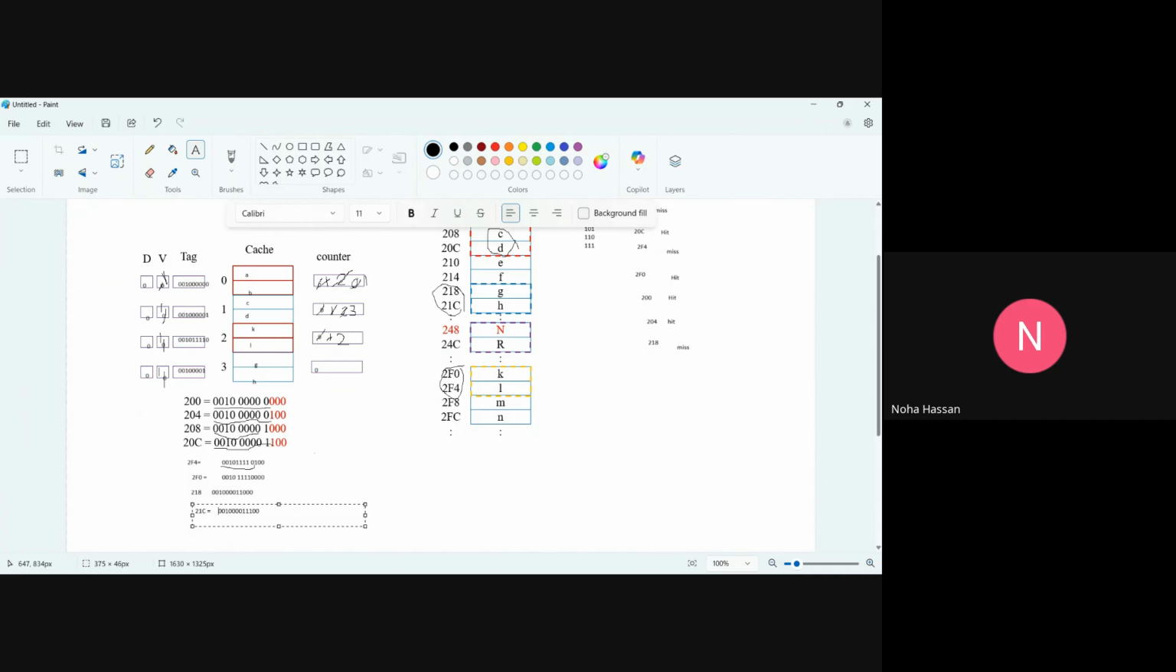Look into the tag of the previous one. Was it there? Is it the same? Yeah, it is the same, right? It is the same as this one. So 21C is actually a hit. Let me make sure that the recording is still on. Okay. So this is a hit. But because the counter is 0, there is no change. Nothing changes. Let's go to the next address.